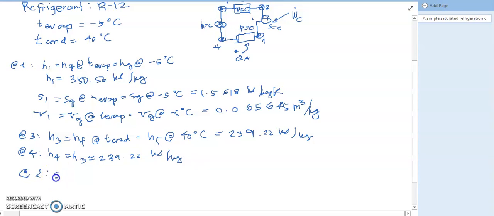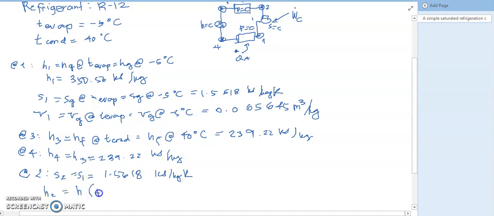So, we can say that S2 is equal to S1, that is equal to 1.5618 kilojoule per kilogram Kelvin. And then, paano natin kukunin si H2? So, H2 can be found using yung chart. So, that is H at what?